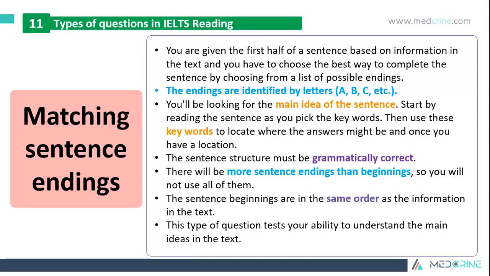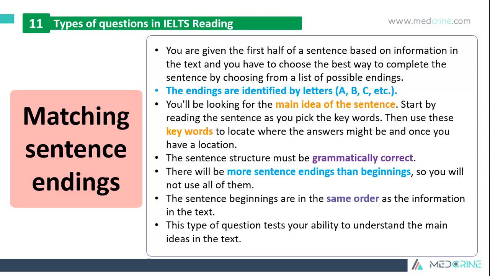Next is the matching sentence endings question. You're given the first half of a sentence based on information in the text, and you have to choose the best way to complete the sentence by choosing from a list of possible endings. The endings are identified by letters A, B, C, D, etc. In this type of question, you'll be looking for the main idea of the sentence. So you start by reading the sentences and picking out the keywords. Then use these keywords to locate where the answers might be, and once you have a location, that's when you can read that area.